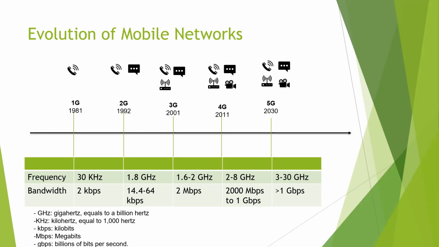Then in 2011, we got the internet, but we also got video calls and everything around videos. Aside from that, the frequency also increased to between 2 and 8 gigahertz, and the bandwidth went up as well, from 2000 megabits to 1 Gbps, which means billions of bits per second.